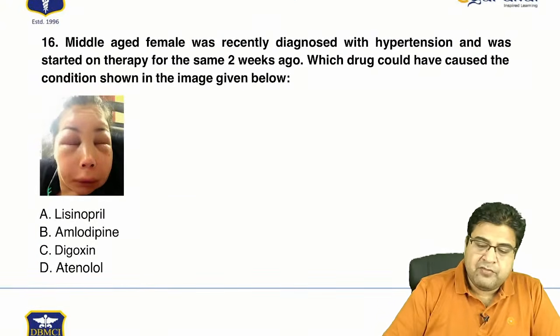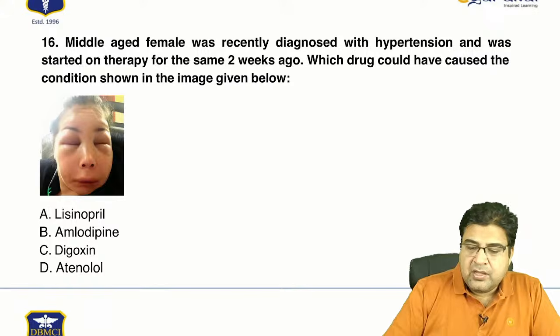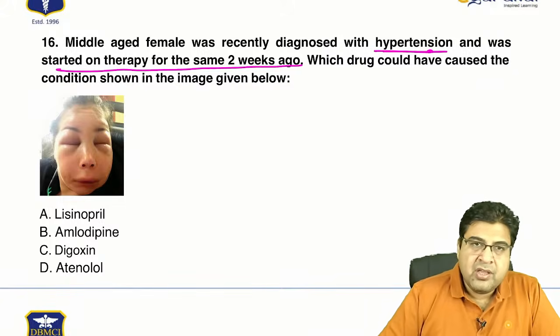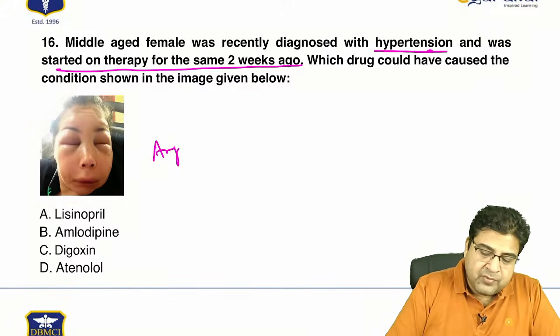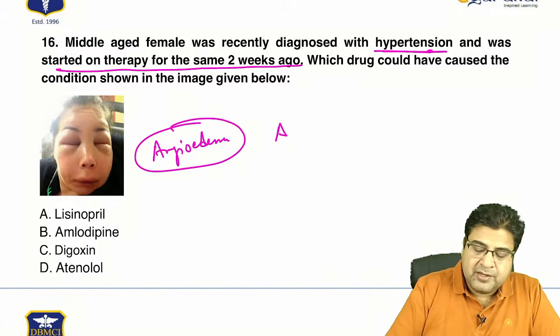Question number 16. A female is diagnosed with hypertension and she was started on therapy 2 weeks ago. Now she has got this condition. This is known as angioedema. So angioedema is a side effect of ACE inhibitor.